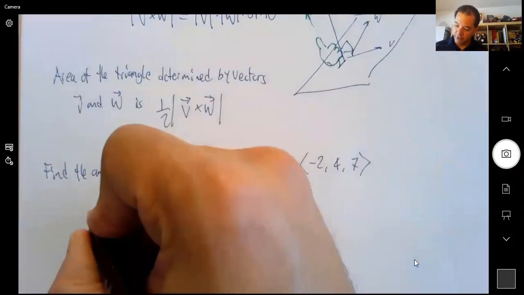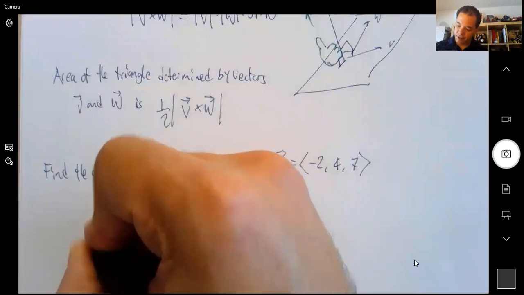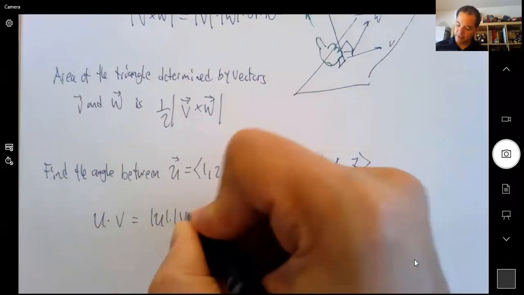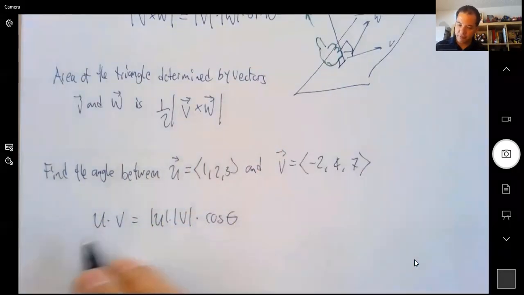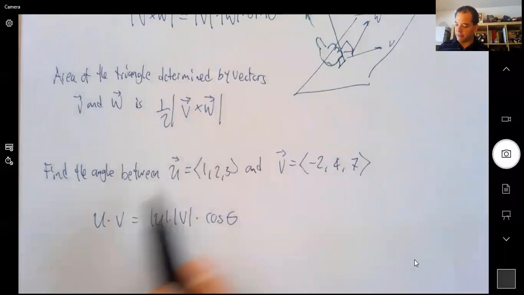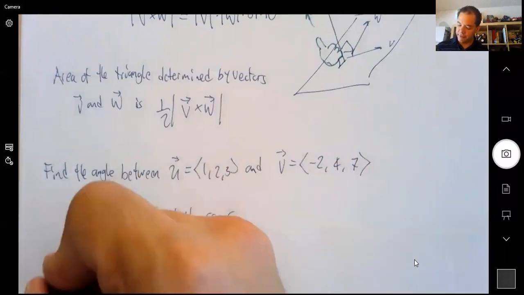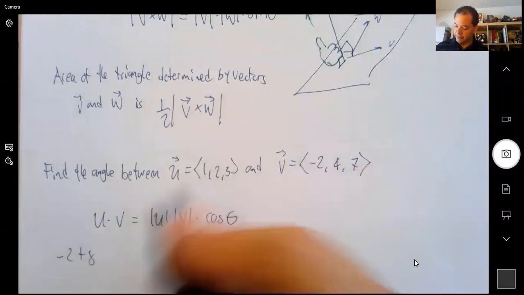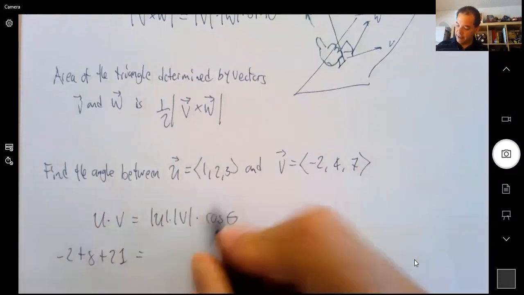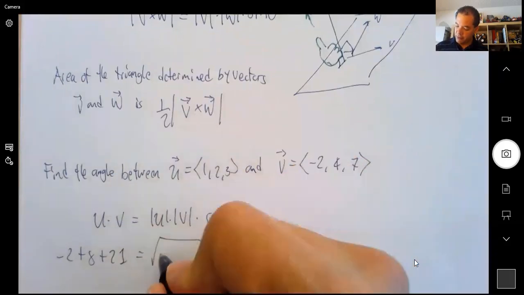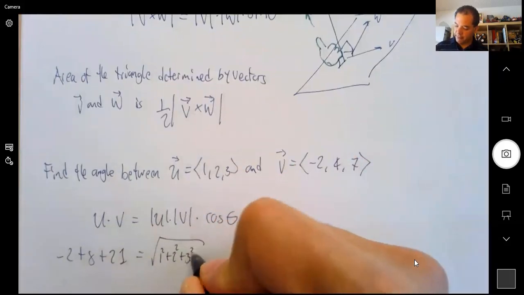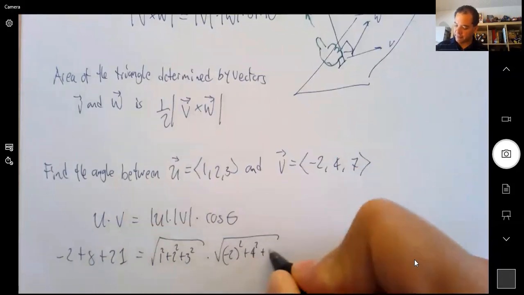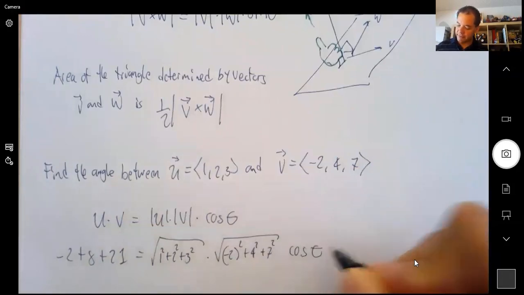Well, we know that u dot v is magnitude of u times magnitude of v times the cosine. So we just calculate everything right here. What is u dot v? It is 1 times negative 2, that's negative 2. 2 times 4, that's 8. And 3 times 7, that's 21. Then magnitude of u, that's 1 squared, 2 squared, 3 squared. Magnitude of v, that's negative 2 squared, 4 squared, 7 squared. And then the cosine, right?